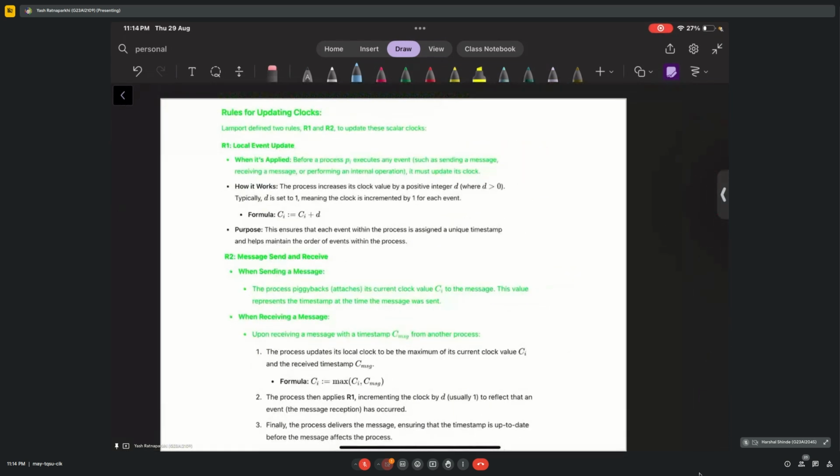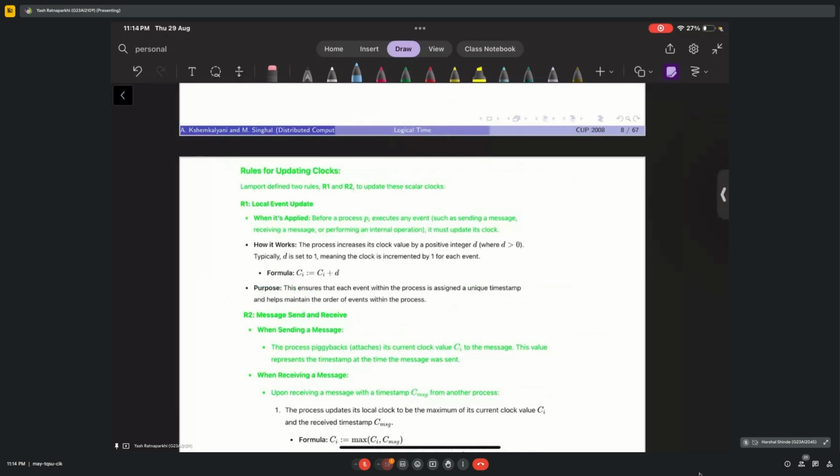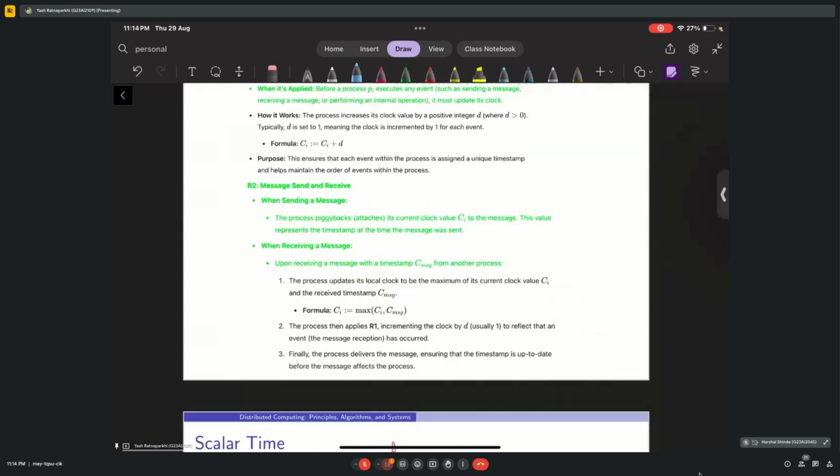So how does it work? Before a process Pi executes an event, it must update its clock. The process increases its clock by a positive integer d. Typically, d is set to 1, meaning that it is incremented by 1 for each event. Ci equals Ci plus d. This ensures that each event within the process is assigned a unique timestamp and helps to maintain the order within the process. Fairly easy to understand.